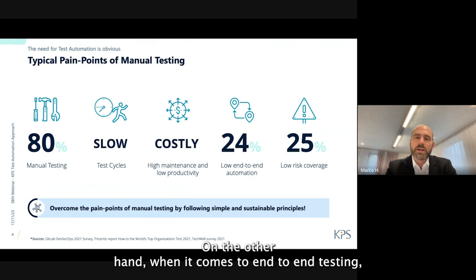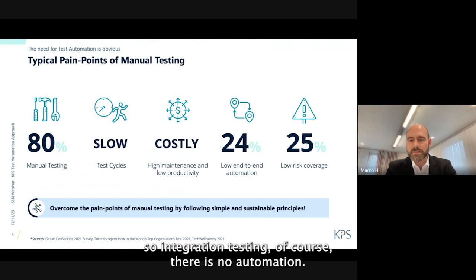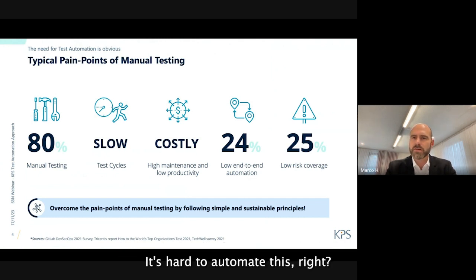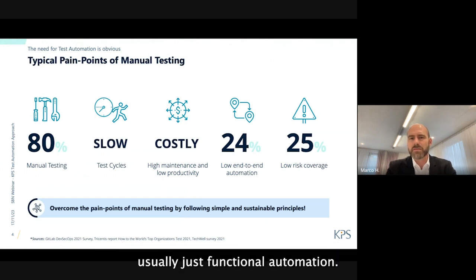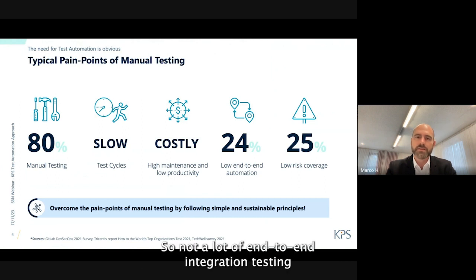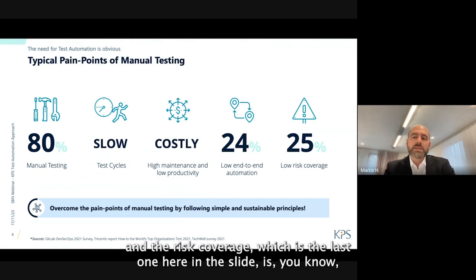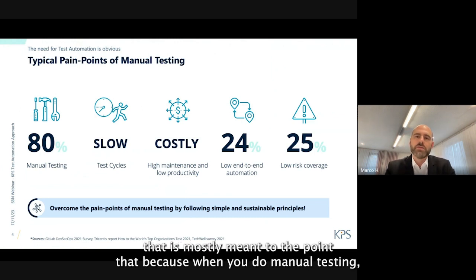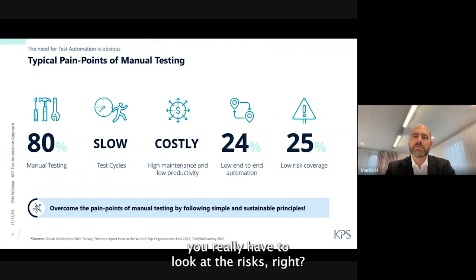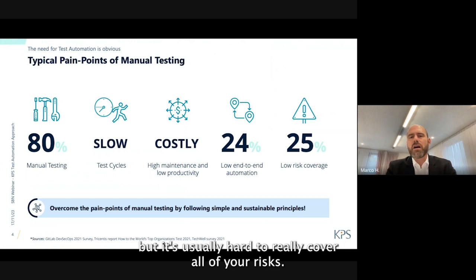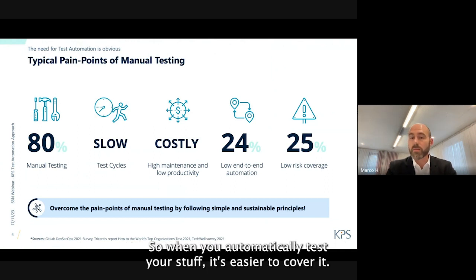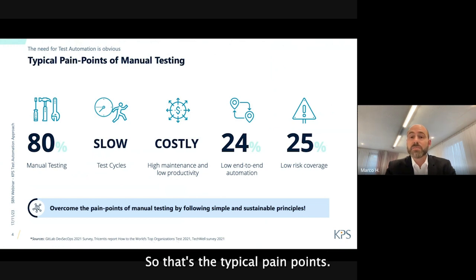On the other hand, when it comes to end-to-end testing, so integration testing, of course, there is low automation. It's hard to automate this. So even if there is some test automation in the wild, it's usually just functional automation, not a lot of end-to-end integration testing. And the risk coverage, which is the last one here on the slide, is mostly about the point that when you do manual testing, you really have to look at the risks. There is a risk-based approach you can follow, but it's usually hard to really cover all your risks. When you test automatically, it's easier to cover them. So those are the typical pain points.